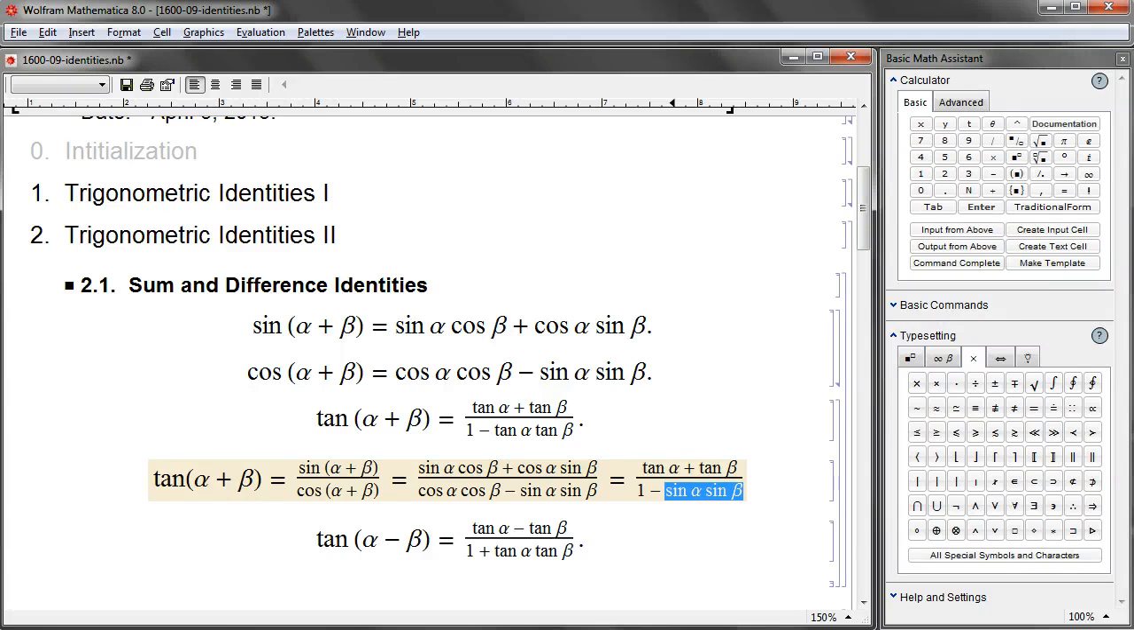Finally, sine of alpha times sine of beta divided by cosine of alpha times cosine of beta. So what do we get? Sine over cosine, that's tangent. And this one again, sine over cosine, you're going to get tangent. And isn't that what we wanted to prove all along? Yes, indeed.